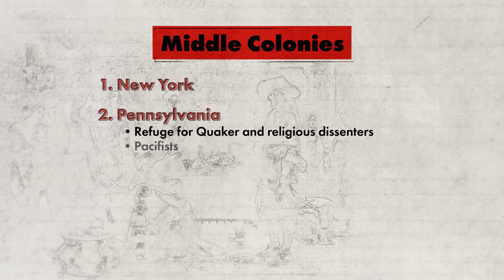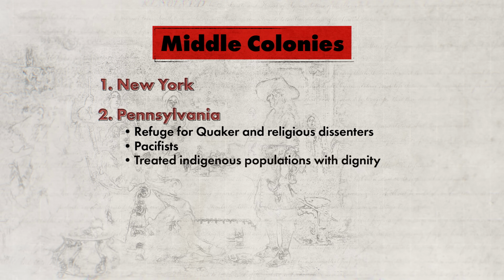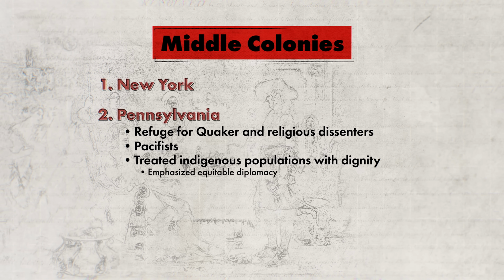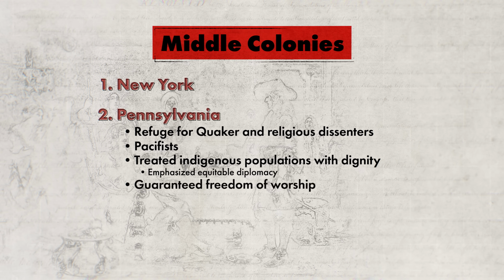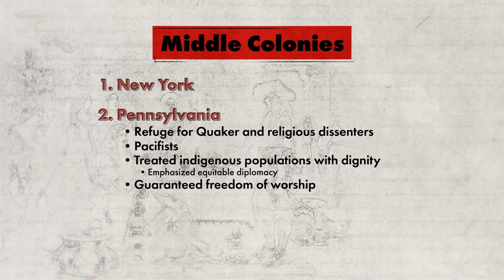As pacifists, Quakers in Pennsylvania treated indigenous people with dignity, emphasizing equitable diplomacy in their dealings. Also, freedom of worship was guaranteed to all colonists who lived in Pennsylvania, although to be fair, the British government did force Penn to deny opportunities for holding office from Jews and Catholics, but that was not Penn's decision.